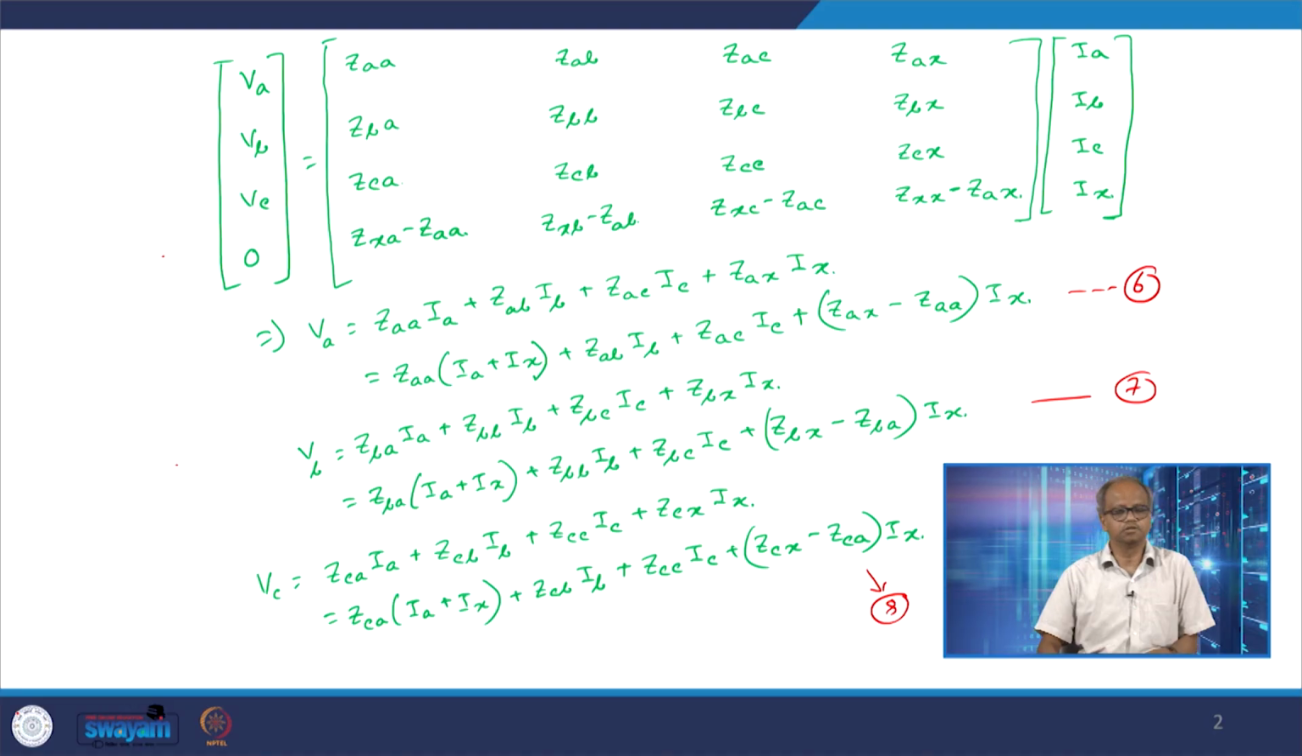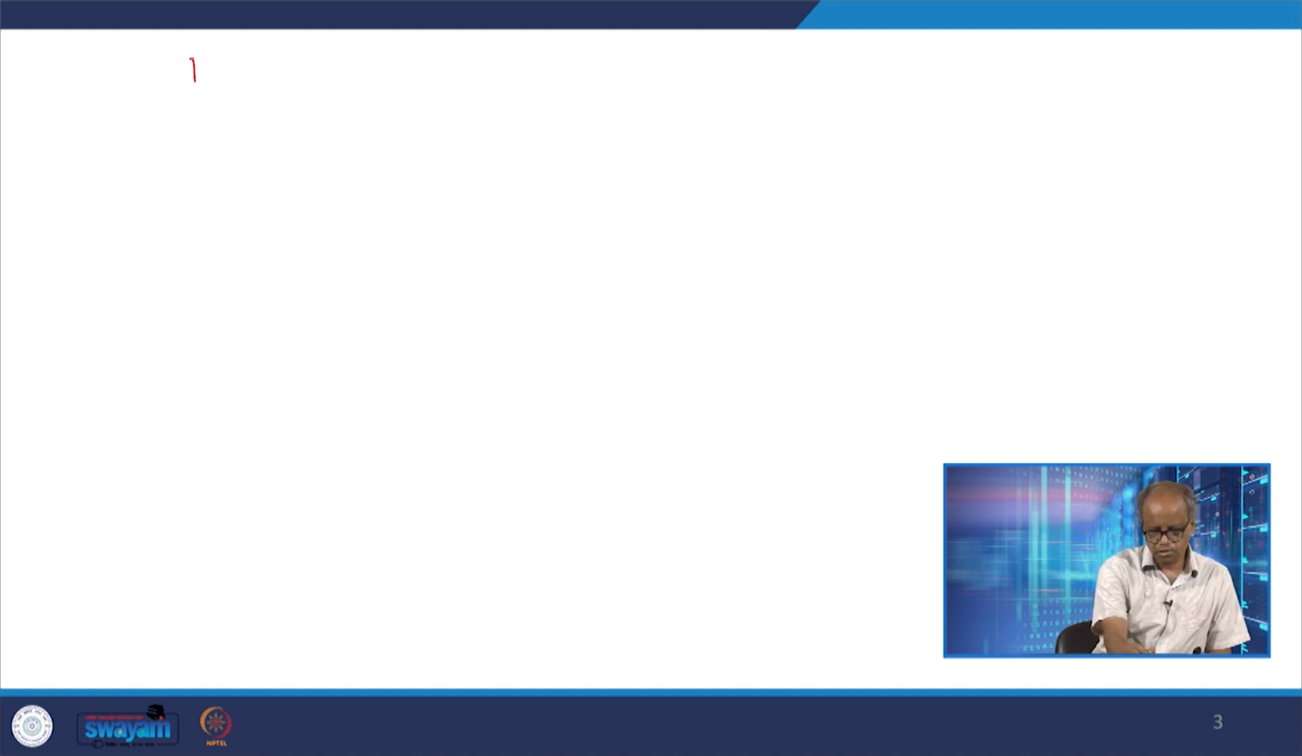Hello, welcome to this lecture on modeling analysis and estimation of three-phase unbalanced power network. In the last lecture, we have stopped here. So, we will continue with this derivation. We have essentially looked into the equations for VA, VB and VC. Now, we will look into the equation for the last row.